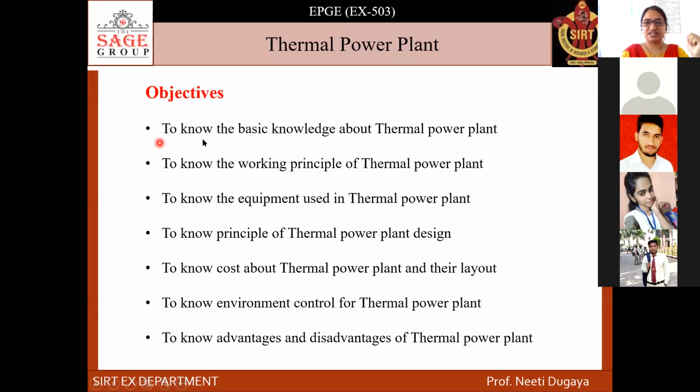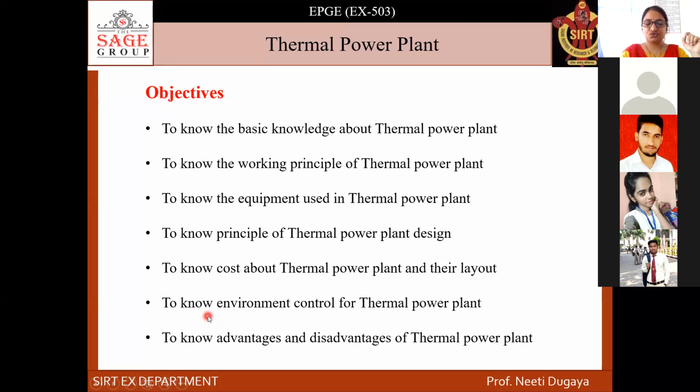So to know the basic knowledge about the thermal power plant is our first objective. The second objective is to know the working principle of thermal power plant. The third objective is to know the equipment used in thermal power plant. The fourth is to know the principle of thermal power plant design. Fifth is to know about the thermal power plant and their layout.